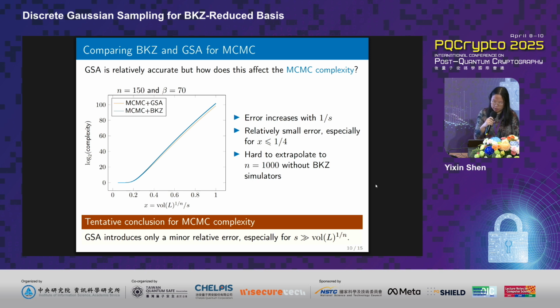But still, you can criticize us, because we are limited by our computation power to generate actual BKZ reduced bases, we can only do this graph for up to dimension n equals 150 and beta equals 70. So we don't know how this will scale for larger dimension n. One way to do so maybe is to use some BKZ simulator and to see what this will give us. So what we will do in the following is just to claim cautiously that maybe for small enough x, this is accurate.